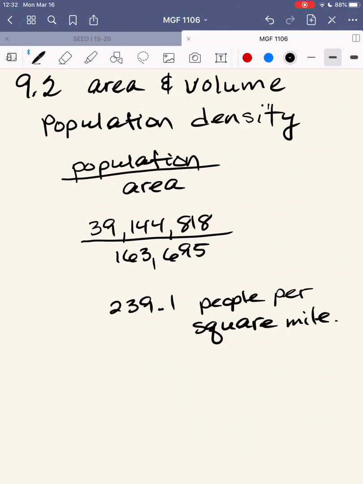And that's all population density is: the number of people occupying a certain area. In this case, it's square miles. So I'll let you work on example 2 by yourself. You'll be comparing two different ones and seeing which one is more population dense. And that one's kind of fun to do.